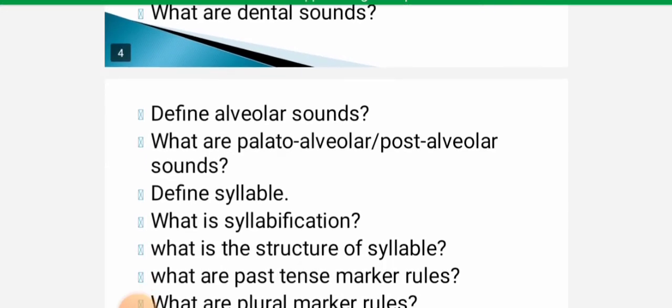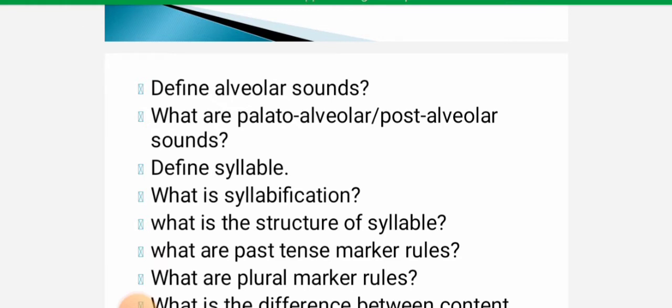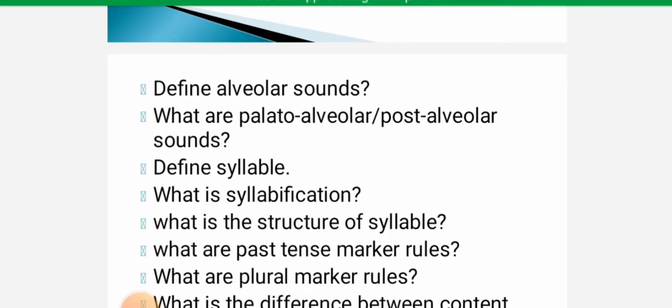Next, what is syllabification? This is also interesting. If a word contains a cluster of consonants, syllabification occurs between the consonants. For example, handy, hand-y. When we say dialogue or poem, the syllabic division is between the vowels, right? Dividing a word into syllables is called syllabification.